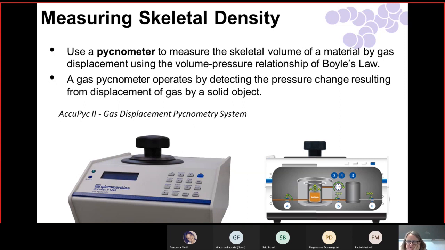Okay, so skeletal density is the other property that's important. To measure that, you use a device called a pycnometer. I guess pyc means dense, so dense meter is pycnometer. It operates by detecting a pressure change resulting from displacement of a gas by a solid object. We have one of these in our lab. I'll get into a little more detail. It has a sample chamber and a reference chamber. It's fairly simple to use.